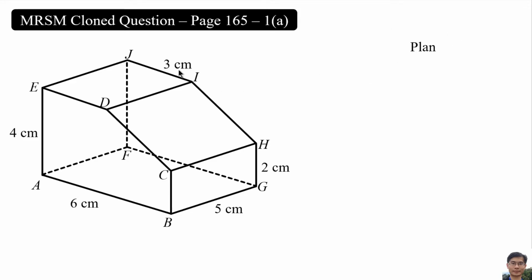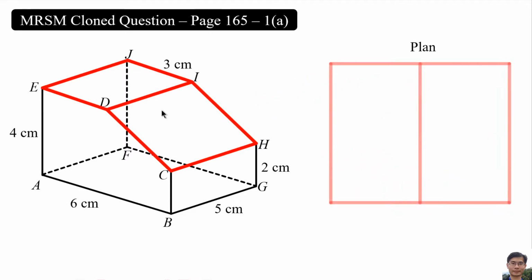Length means see from above. So we see this shape. The shape E, J, I, H, C, D is flattened to become A, B, G, F. So the dimension of this shape is 6 cm by 5 cm. And the length of this horizontal line is 3 cm.